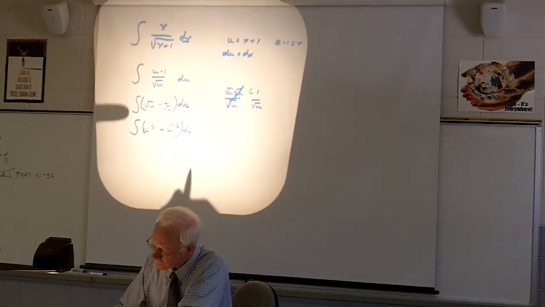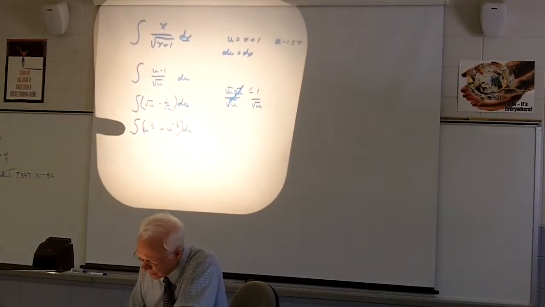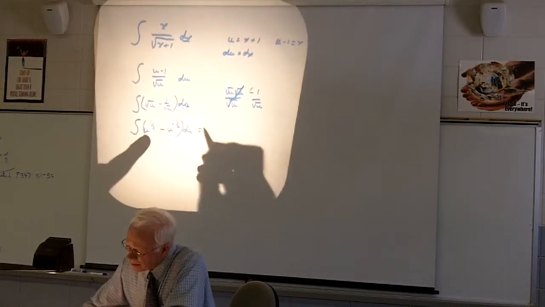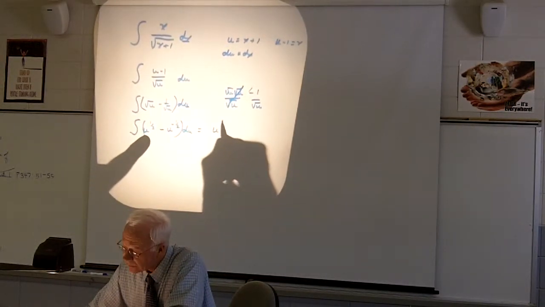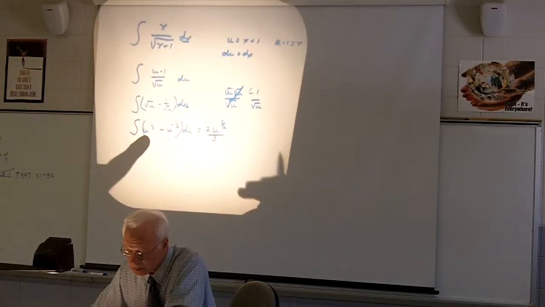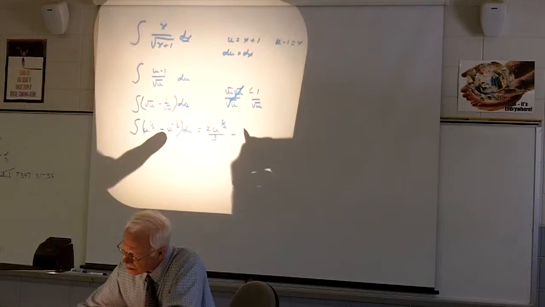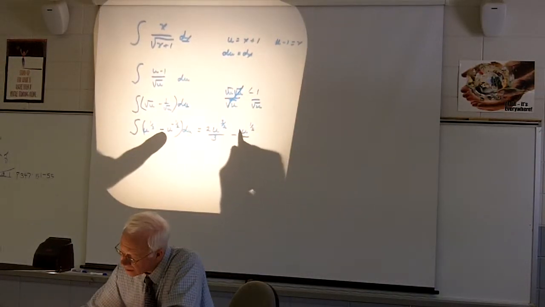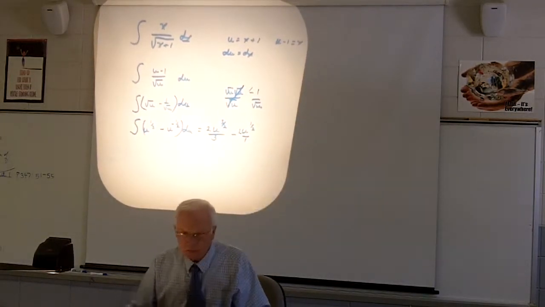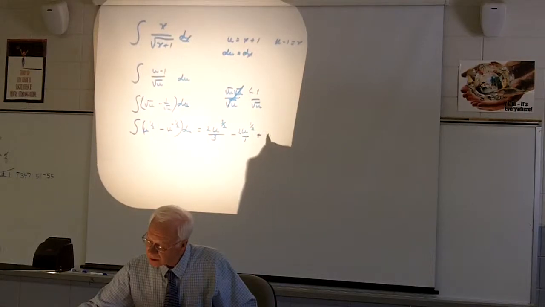With me? Okay, now I'm going to start writing a little smaller, because I've got a little ways to go here. This becomes u to the 3/2 over 3/2, and this becomes minus u to the 1/2 over 1/2, plus a constant. Question on that?